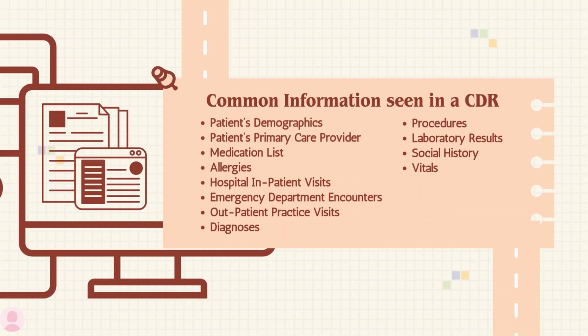Okay, so these are the common information seen in a clinical data repository. Number one, we have the patient's demographics. It is the first bit of data gathered and consists of basic information of a patient: age, gender, color, ethnicity, income, name, allergies, occupation, residence, contact information, insurance information, and medical history are just a few of the many details it includes. Number two, we have the patient's primary care provider.